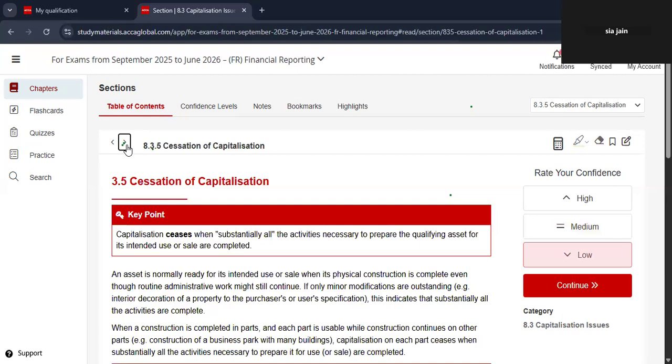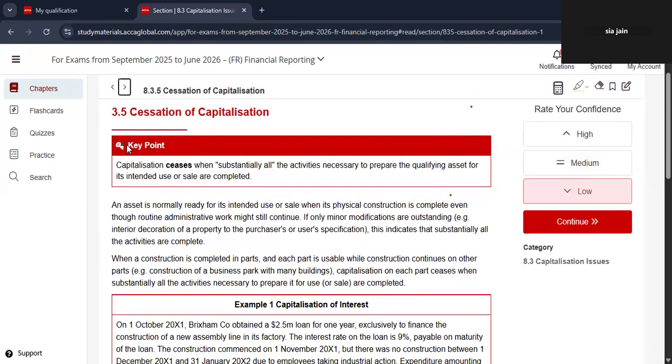Cessation of capitalization. Capitalization ceases when substantially all the activities necessary to prepare the qualifying asset for its intended use or sale are completed. An asset is normally ready for its intended use or sale when its technical construction is complete, even though routine administrative work might still continue. If only minor modifications are outstanding, for example interior decoration of a property to the purchaser's or user's specification, this indicates that substantially all the activities are complete. When a construction is completed in part, and each part is usable while construction continues on another part, for example a business park with many buildings, capitalization of each part ceases when substantially all the activities necessary to prepare it for its use are completed.